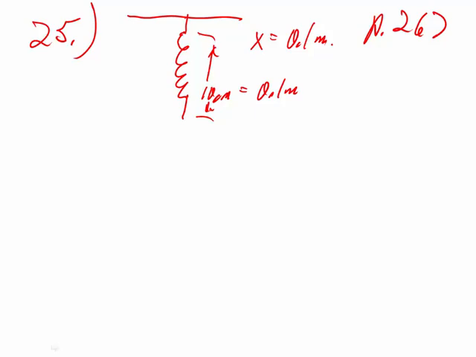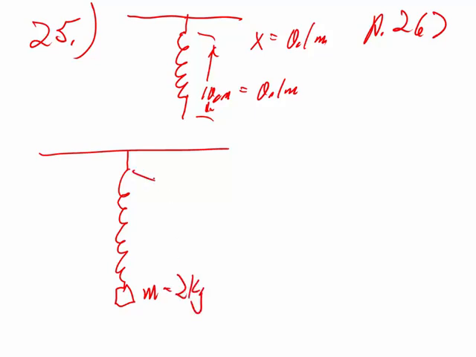And then, when a 2 kilogram mass is hung from the other end, the spring stretched to a length of 15 centimeters. So if we come in here and redraw it, mass is 2 kilograms. Now the length goes to what? 15 centimeters, which is equal to 0.15 meters, okay? So it stretches out. What is the spring constant?